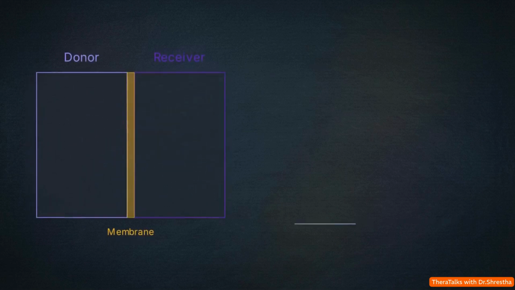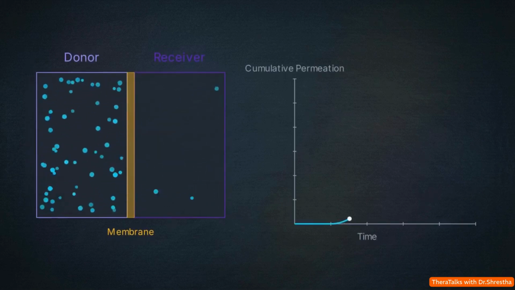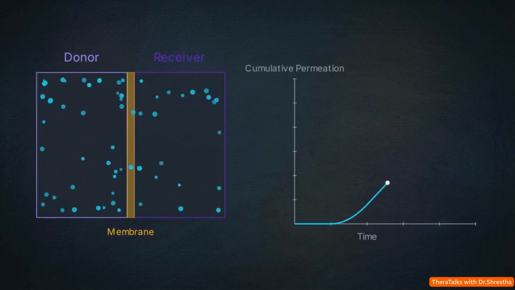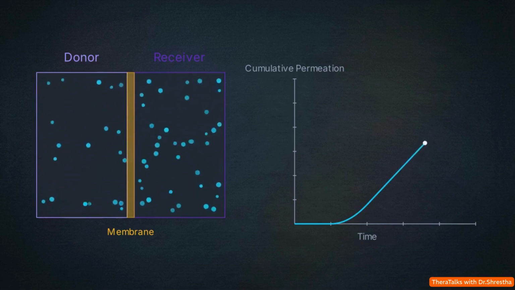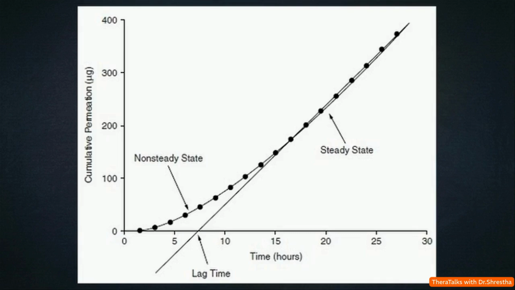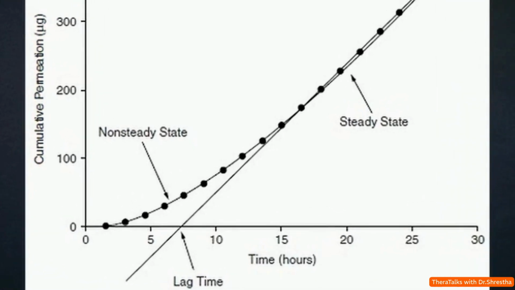This experiment tracks the movement of molecules from a donor fluid into a receiver fluid, generating a single cumulative permeation curve. This graph plots the cumulative amount of drug crossing the barrier over time. Absorption does not start instantly.